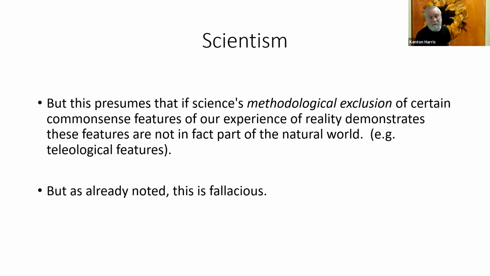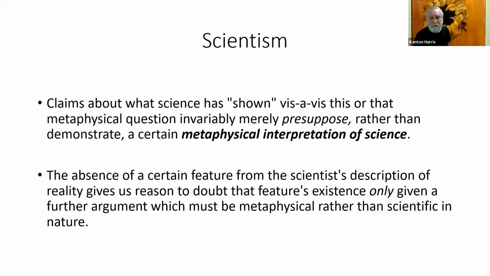But that's fallacious, right? You're presuming that because it conflicts with science, or at least it's not utilized by science, it's therefore unnecessary or mistaken. You can't just assume it, you would have to argue it. Claims about what science has shown vis-a-vis this or that metaphysical question invariably merely presuppose rather than demonstrate a certain metaphysical interpretation of science, right? So if I say, well, science doesn't use teleology, therefore teleology is not a metaphysical structure of the world, no, that doesn't follow. That's presupposing a metaphysical interpretation of the results of science. It's not arguing for it. The absence of a certain feature in the scientist's description of reality, such as teleology, gives us reason to doubt the feature's existence only given further argument, which must be metaphysical rather than scientific in nature.